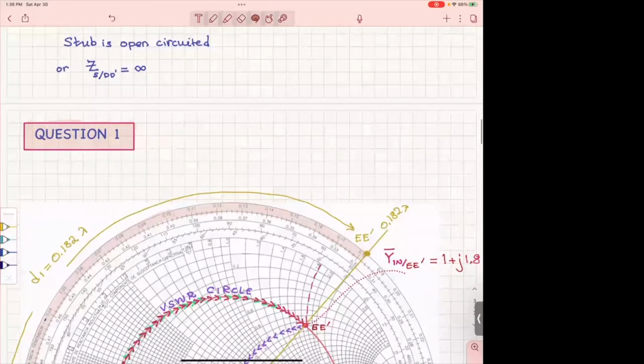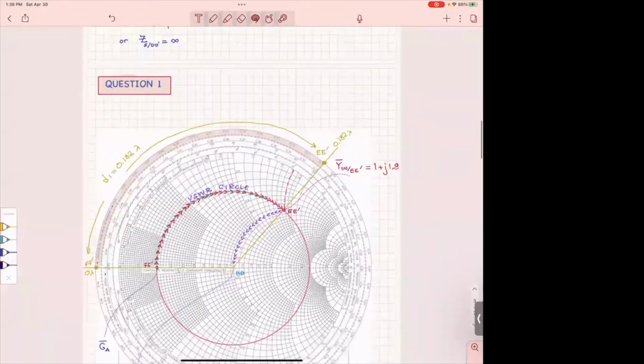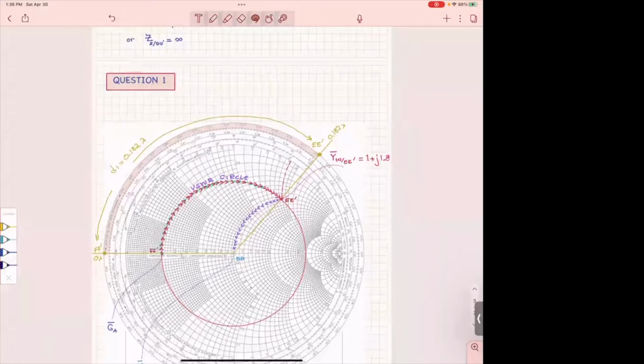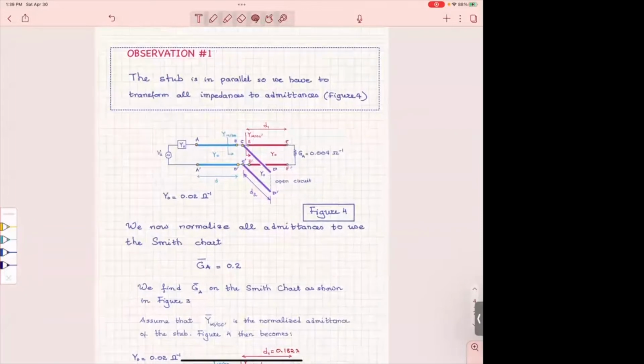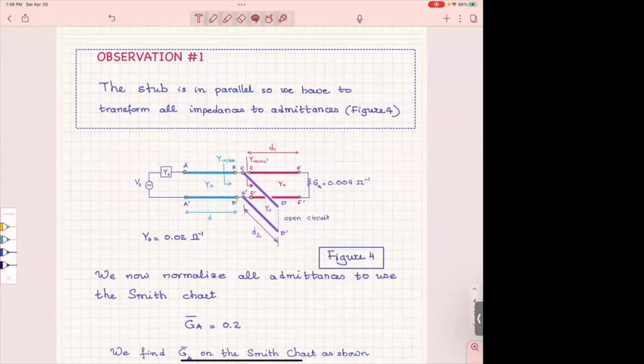All right, so to find all of the dimensions, before we go to the Smith chart, you will have to look at the problem and make an observation. The important observation here is that the stub is in parallel. So we have to transform all impedances to admittances. This is what I also said on Wednesday, and on the recorded lecture on Friday. You have to remember that if the stub is in parallel, all of the impedances have to be transformed to admittances.